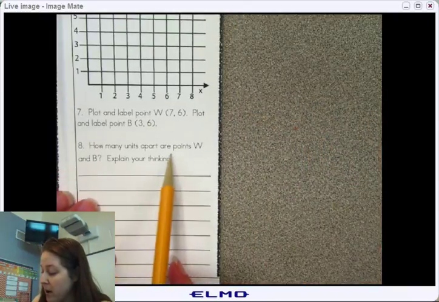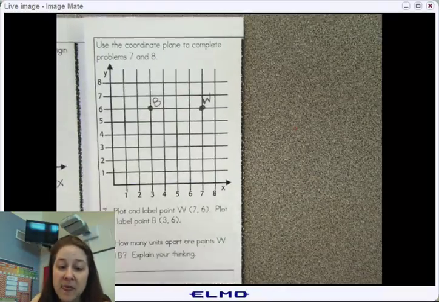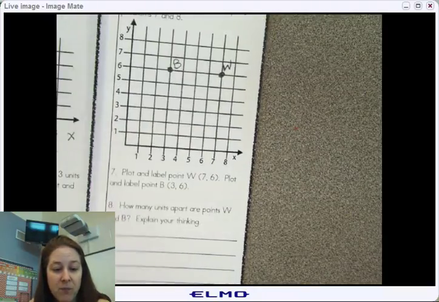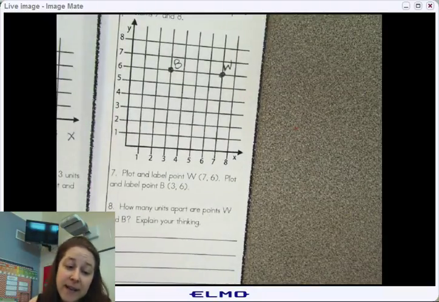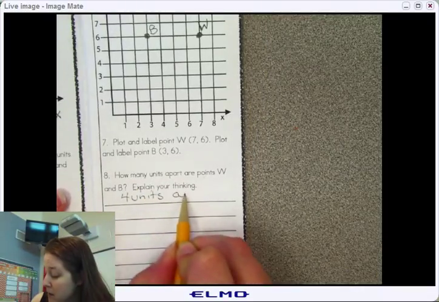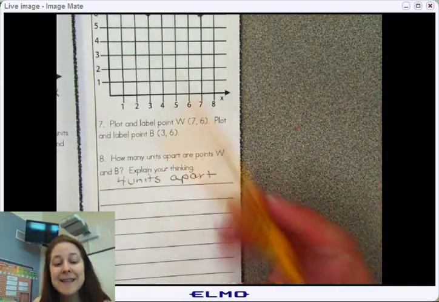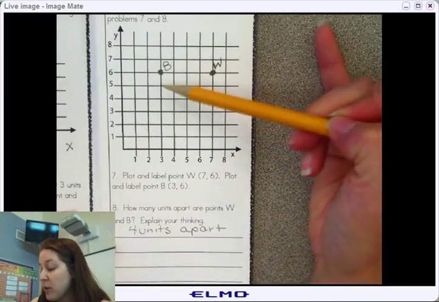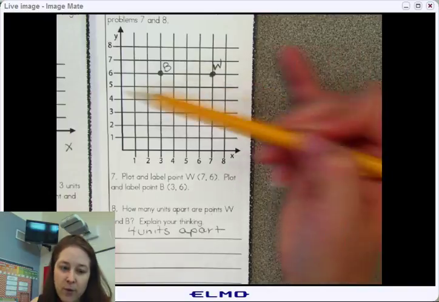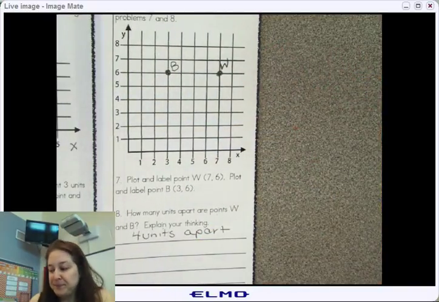And how many units apart are W and B? Explain your thinking. So if you'll take a moment and think about how many spots they're apart, and what you should have said is they are 4 units apart. And you can't say it's right or left in a sense, because if you're looking at B, they're 4 units apart to the right. But if you say W, then you're saying 4 units to the left. So we're just going to generically call this as 4 units apart.